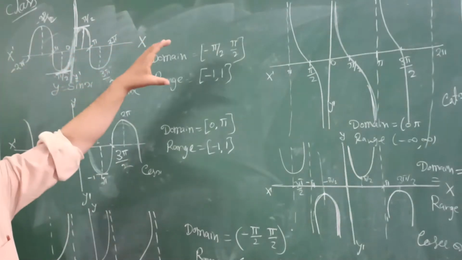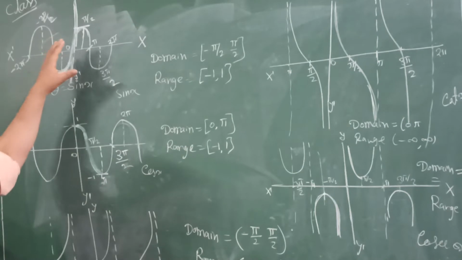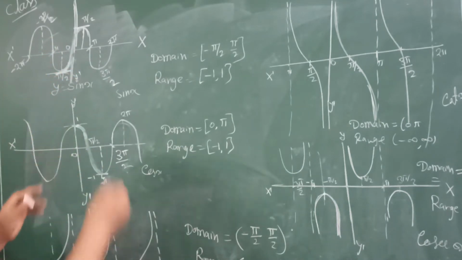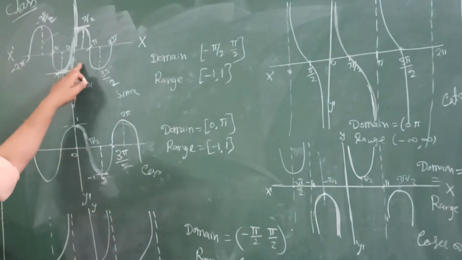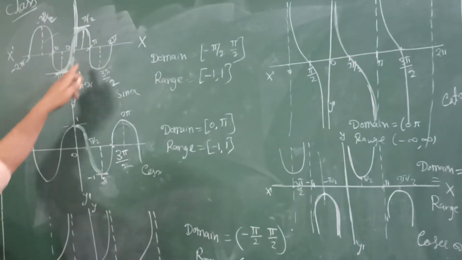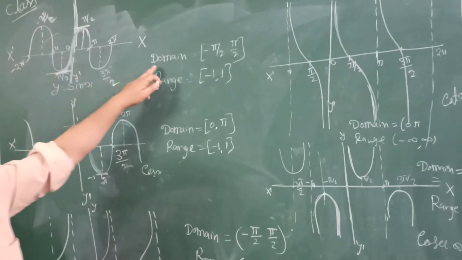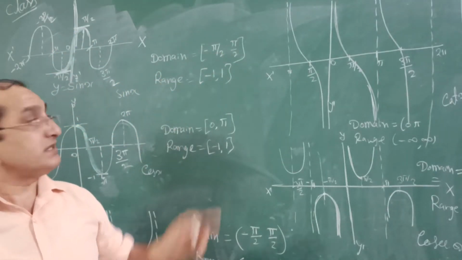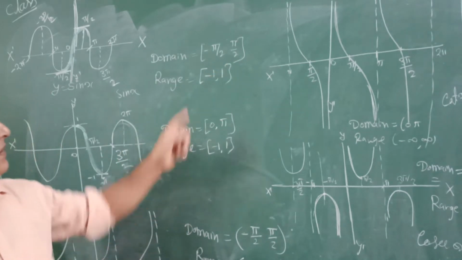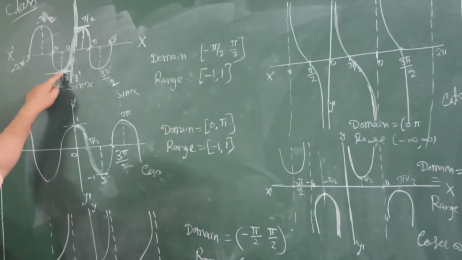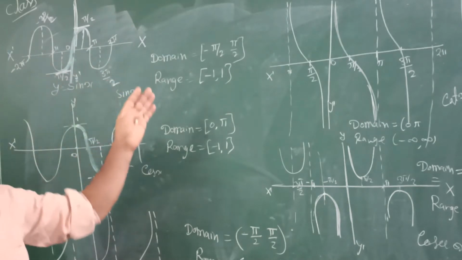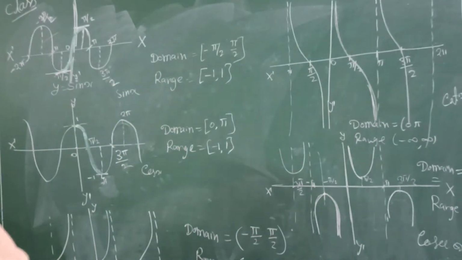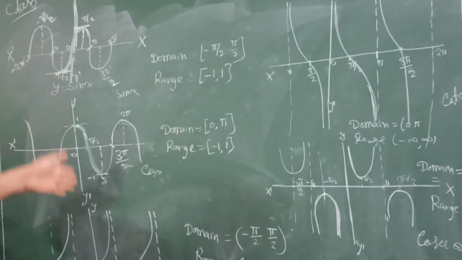And we know that the branch of the graph which I have written with the green chalk is known as the principal branch. This is the principal branch, minus pi by 2 to pi by 2. So the domain of the sine graph is minus pi by 2 to pi by 2. The closed bracket is because this point is also included. If y equals sin x, the x-axis value is the value of x, hence it is known as the domain. And the codomain is the value of y.